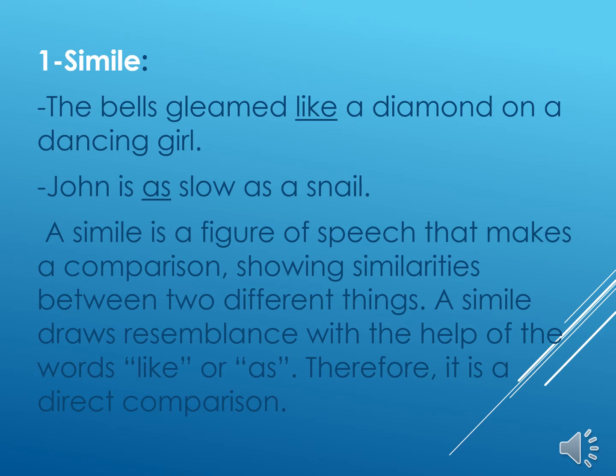Whereas in the second example, John is as slow as a snail. For as you know, snails are known for their slow pace. And here, the slowness of John is compared to that of a snail. The use of as in the example helps to draw the resemblance. These two are examples of a simile.